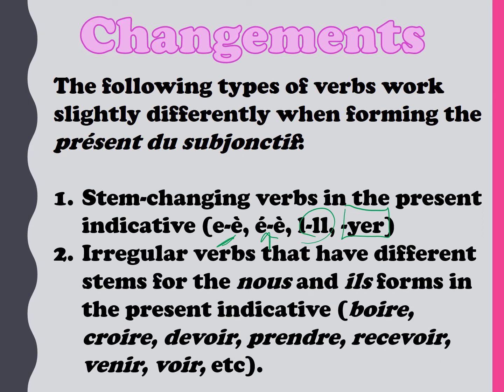Irregular verbs that have different stems for the nous and ils forms. So for example, boire, where you have nous buvons, but ils boivent. So those are going to work a little bit differently as well.